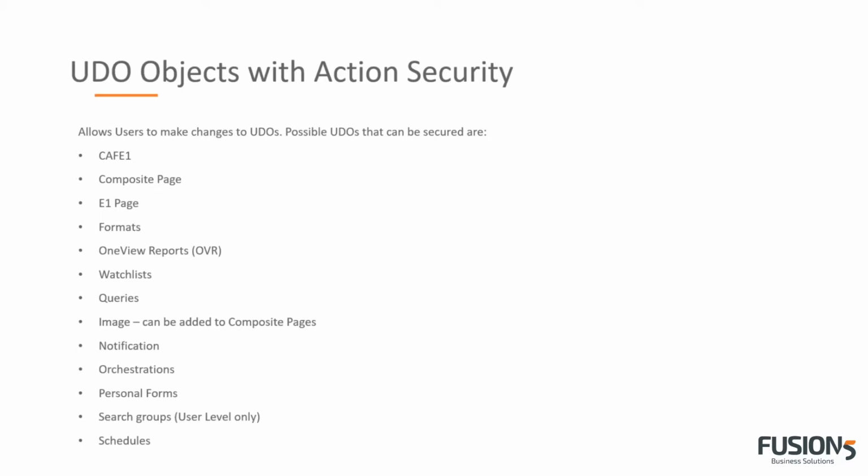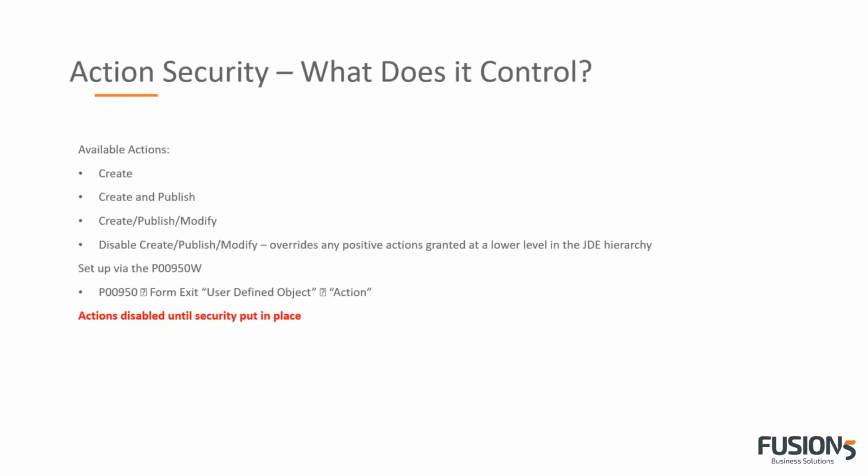Okay, do I want to give this person the ability to create a Cafe One? Do I want to give this person the ability to create an E1 page or change an E1 page? Those sort of things. If you've got an E1 page that's created that's a business process flow, do I really want someone playing with it? Probably not. So we spoke about them: can I create and publish, can I create, publish, modify? Very similar to the earlier ones, so save as, request to publish.